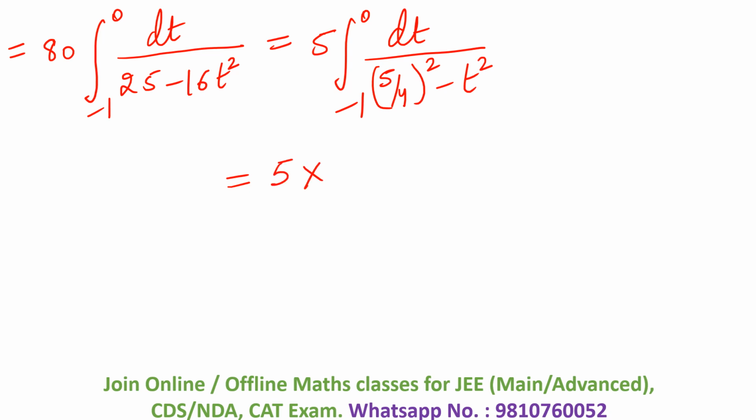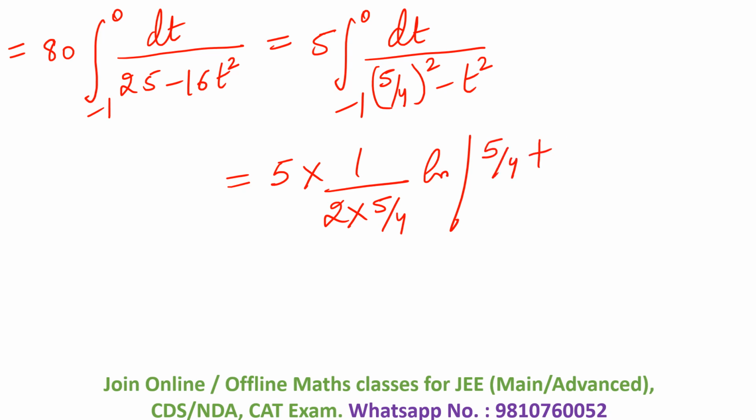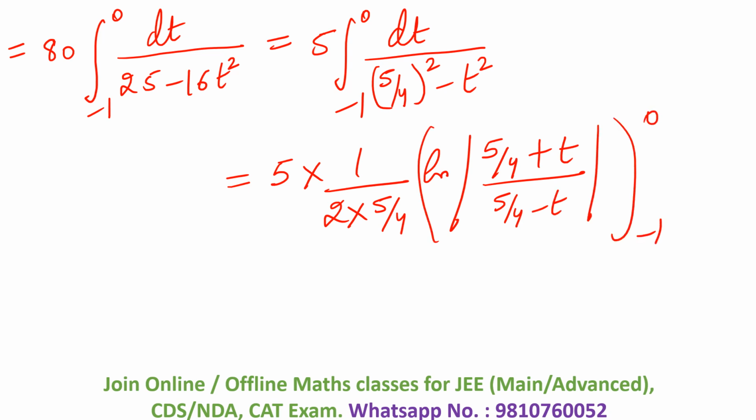It becomes 5 into 1 upon 2a, means 1 upon 2 into 5 upon 4, into log mod a plus x upon a minus x. Now here it is going to be 5 upon 4 plus t upon 5 by 4 minus t. Right? And the limits are from -1 to 0. Fine. Now students, just do the calculations. So it becomes 2 times log mod 5 by 4 plus 0 upon 5 by 4 minus 0.